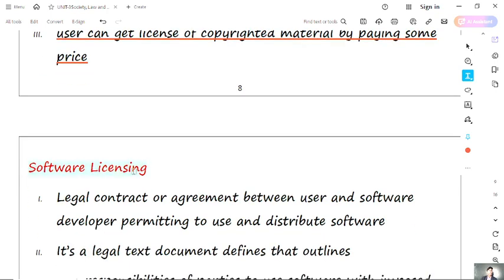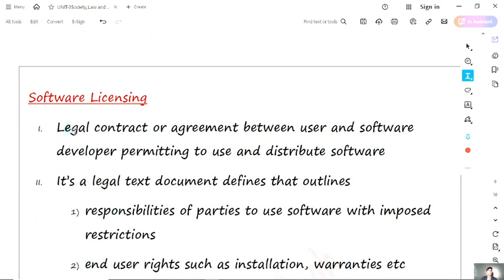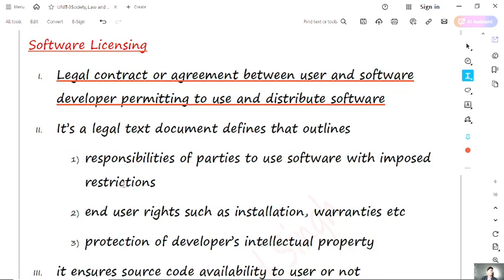Software licensing is the same in software companies also. It is a legal contract between the users and the software developer permitting them to use and distribute the software. Generally, if you develop any software, nobody can use it without your permission. If you give permission to the users, then they can use it very well. That is software licensing. Next, it is a legal text document that defines the rules and outlines the responsibilities of the parties to use the software without imposing restriction.